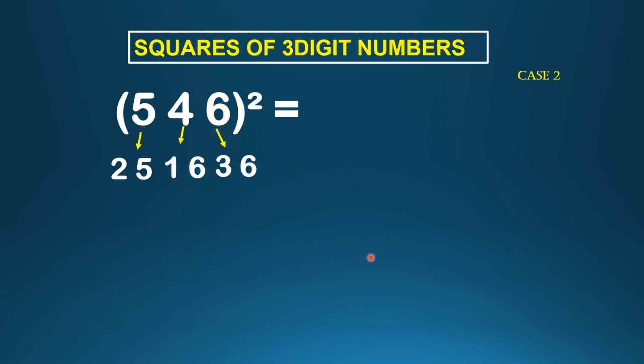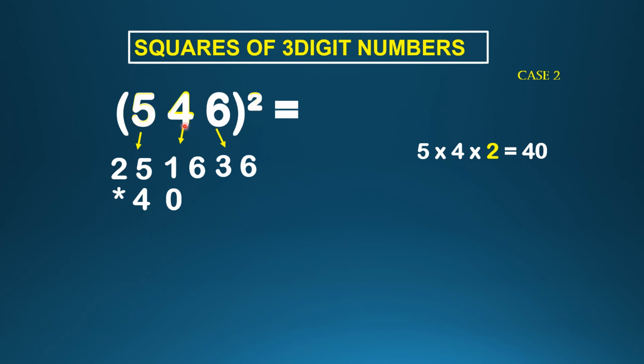Now the next step is very, very important. What we have to do? The first digit of the number, that is 5, the next one 4, and the power 2. Multiply all these numbers, means 5 into 4 into 2. 5 fours are 20, 20 twos are 40. This 40, we will write it just below this number, in the second row, leaving the first digit, and write 40.